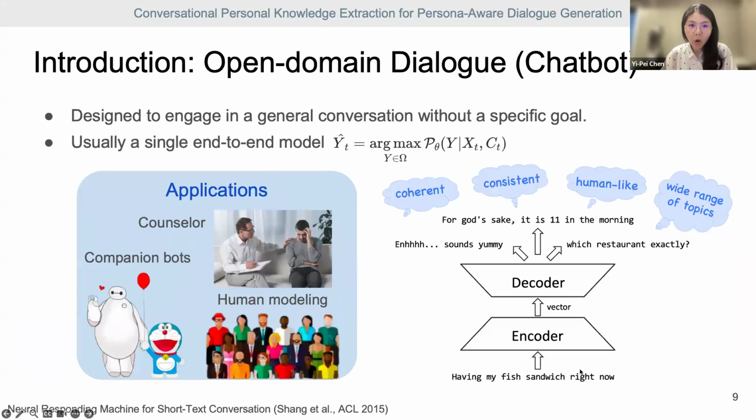On the other hand, open domain dialogue systems are designed to engage in general conversation without a specific goal. As shown here, open domain dialogue generation usually relies on a single end-to-end model, which takes the dialogue context as input and directly outputs a natural language response. These systems aim to provide responses that are coherent, as human-like as possible, while covering a wide range of topics. It is more challenging than task-oriented dialogue because there could be many possible responses to a given utterance.